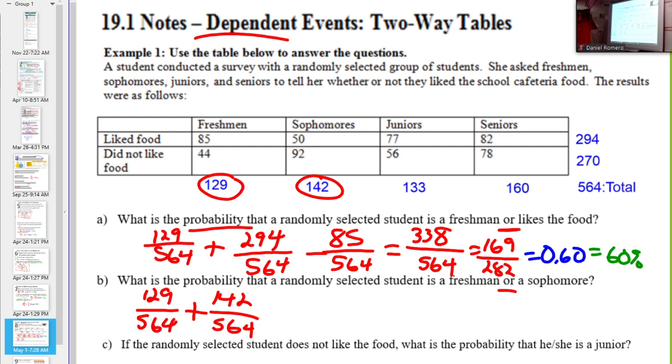Two-way tables would literally have intersections. On the first problem, freshmen cross with likes food, and that's where we saw the 85. Freshmen and sophomores don't intersect, so it's almost the same thing as just saying at the end, well, hey, minus 0. It'll be the ratio minus 0.